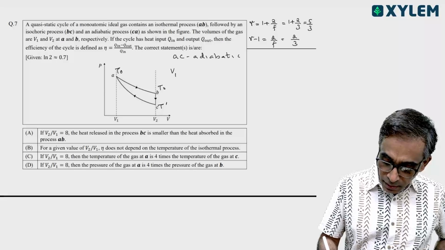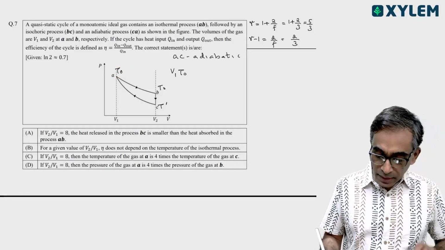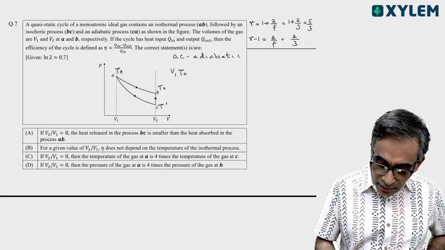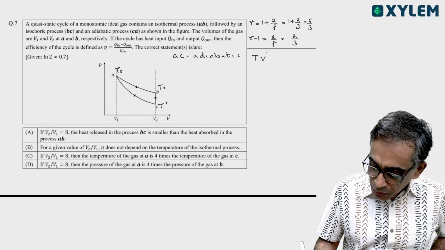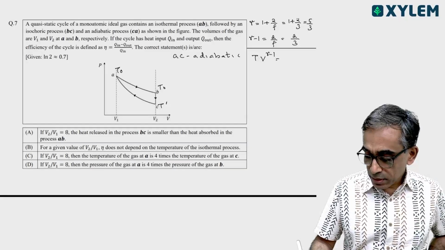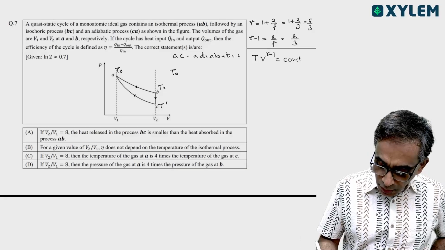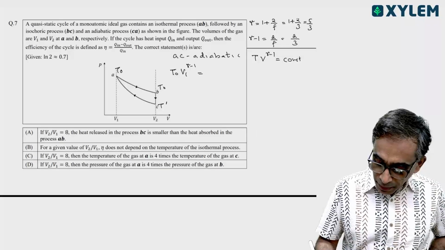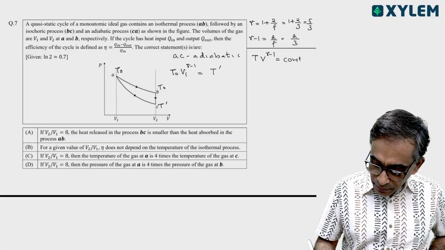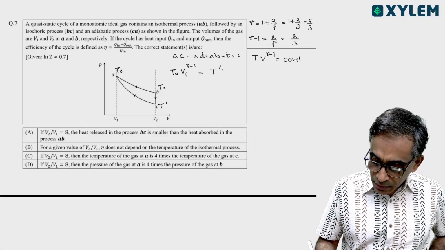Volume V1 corresponds to the temperature T0 because that is at state A. The equation, let me write the equation first. The equation is TV raised to gamma minus 1 is a constant. So we'll take temperature T0 and volume V1 raised to gamma minus 1 should be equal to temperature T dash and the volume V2 raised to gamma minus 1.